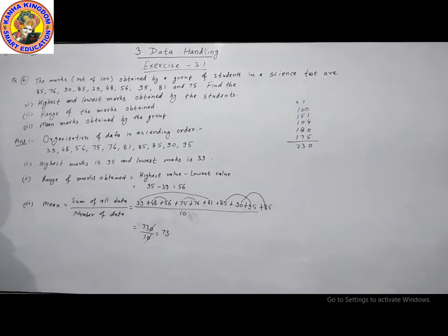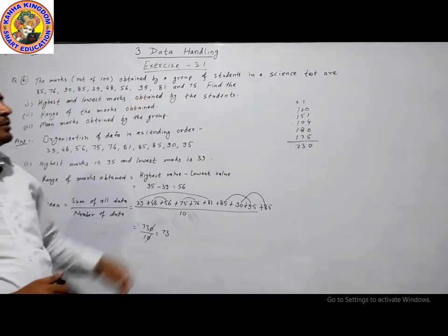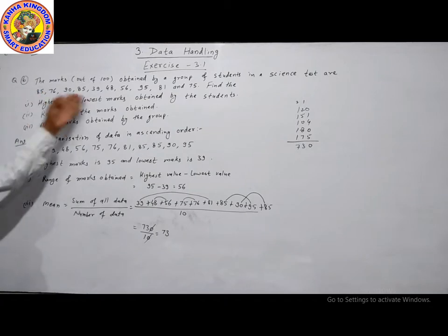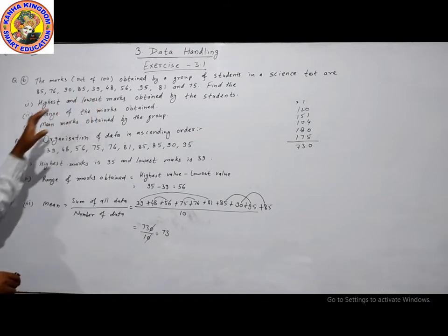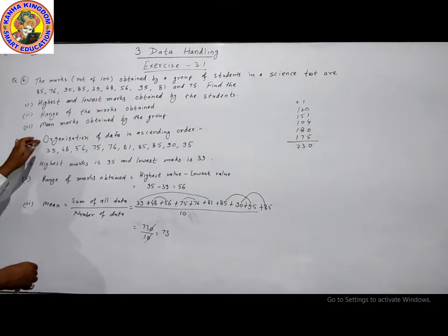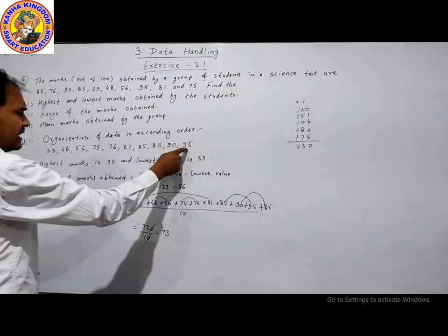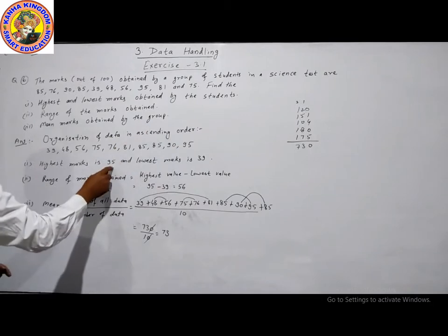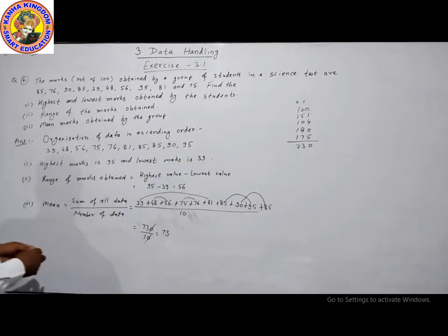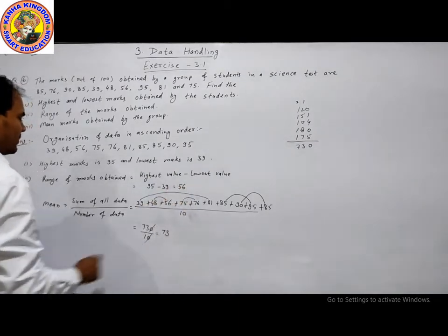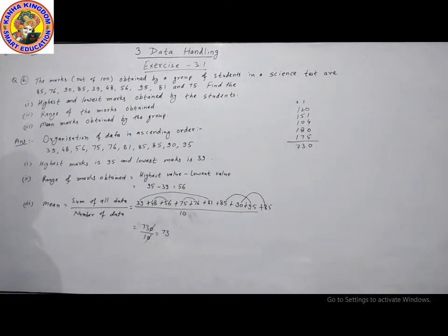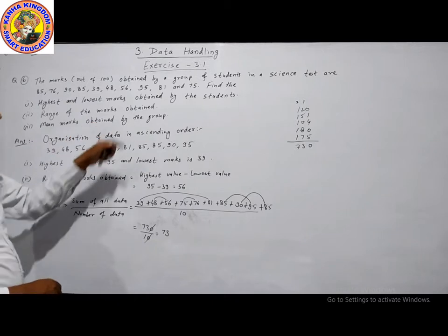Now let us begin from this question. The marks obtained by a group of students in a science test are these. Find the first question, highest and lowest marks. First of all, we organize the data in ascending order, lowest value to highest value. The highest marks are 95, lowest are 39. Range of the marks: the formula of range is highest value minus lowest value. So 95 minus 39 is equal to 56. 56 is our range.